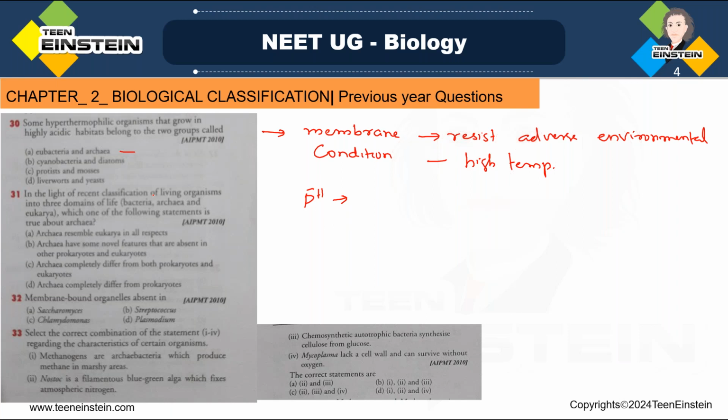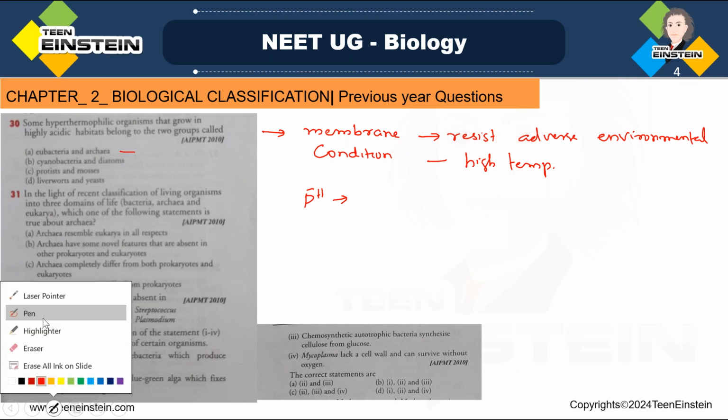So here the right option is option A. Hyperthermophilic organisms can resist adverse environmental conditions, they can survive in high temperature, and they can survive in low pH conditions because they have a membrane which can resist the adverse environmental conditions. Okay, and now we are moving to the next question.